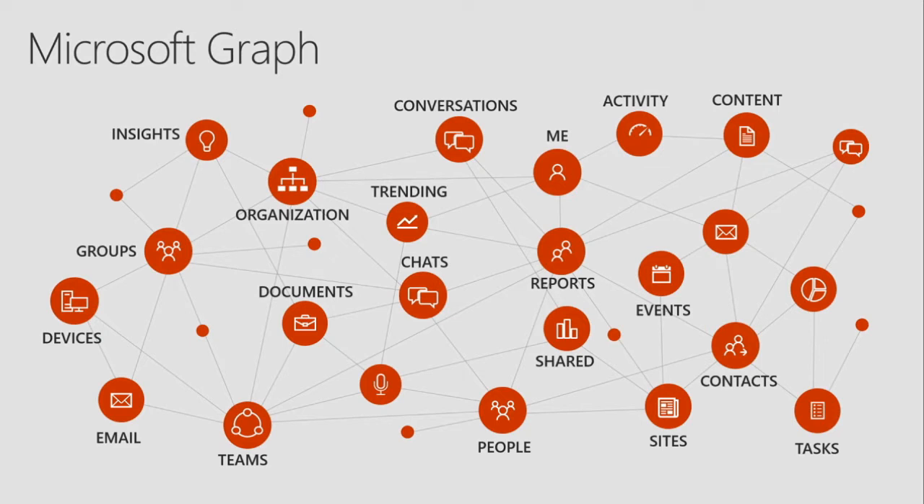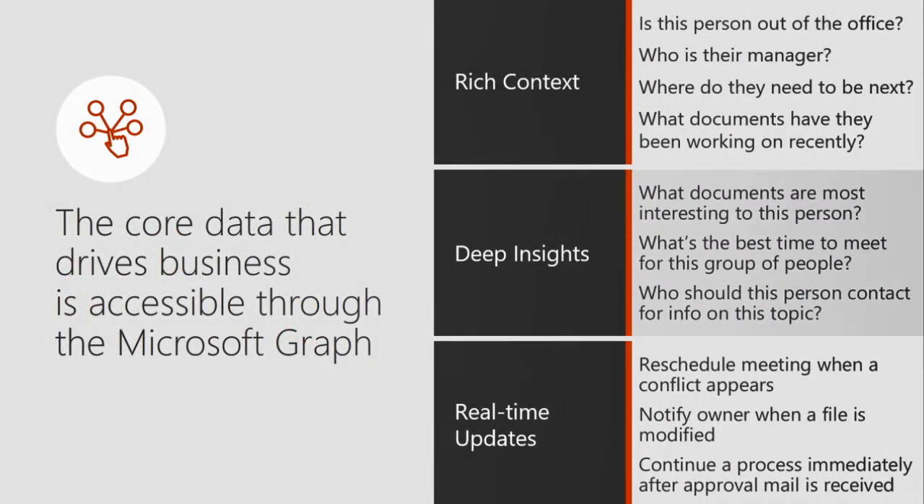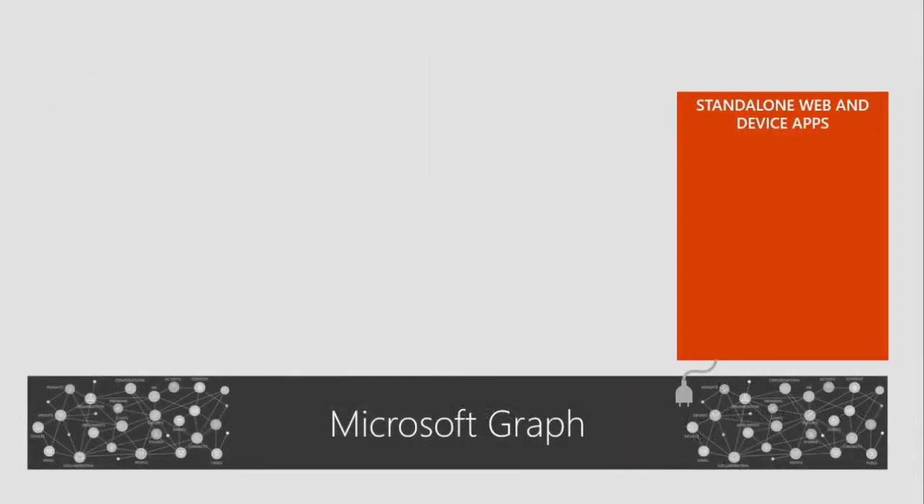OK, so what can you do with it? Basically, the core data that drives Office 365, that drives Microsoft services, is exposed in the graph, and you can use it to start answering questions in your application, right? Like, who's this person? Is the person out of office? Who's their manager? What are the documents they're working on? Their conversations, their meetings, and all of that information. So you can make this data work for you when you access it through your application, and it's basically core to the Office 365 platform.